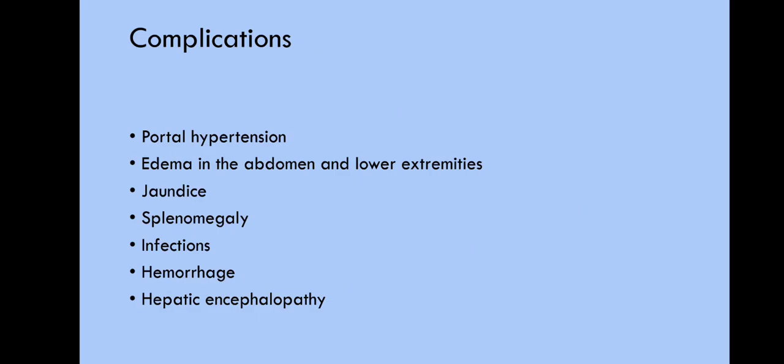Then complications of liver cirrhosis include portal hypertension, edema in the abdomen and lower extremities, jaundice, splenomegaly, infections, hemorrhage, hepatic encephalopathy. That's all about liver cirrhosis.